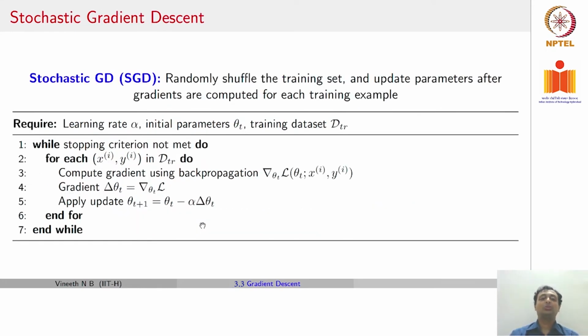That brings us to a very popular approach known as stochastic gradient descent. Stochastic gradient descent, or SGD, means you randomly shuffle your training data set and update your parameters after gradients are computed for each training example. So you randomly shuffle and pick one data point, forward propagate it, compute the error, compute the gradient, update all your parameters right away before propagating your next data point.